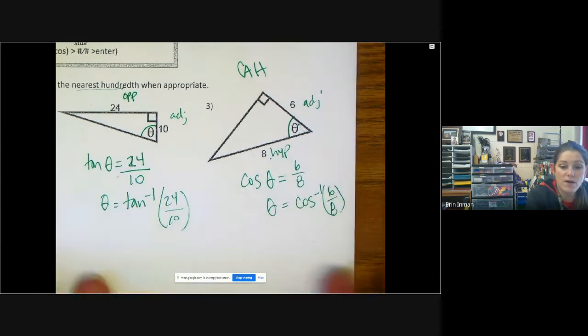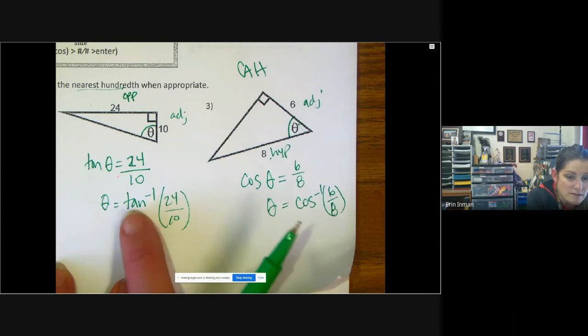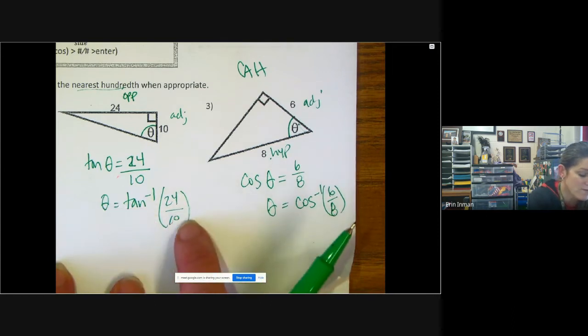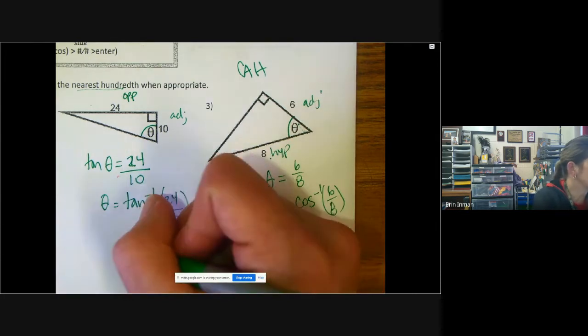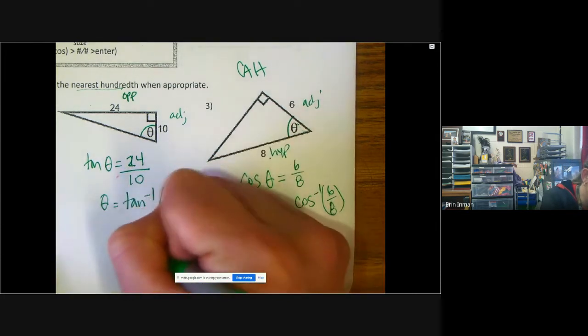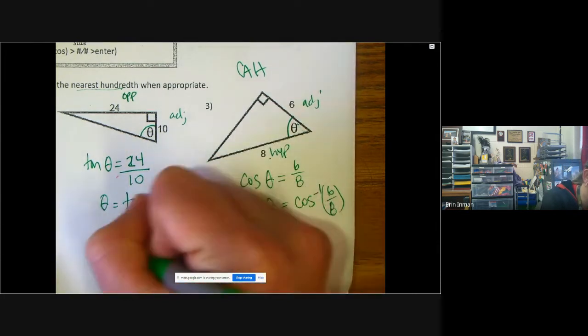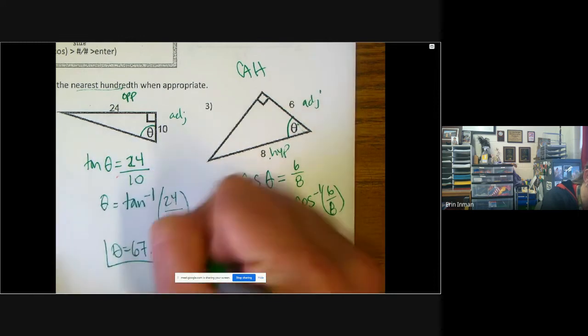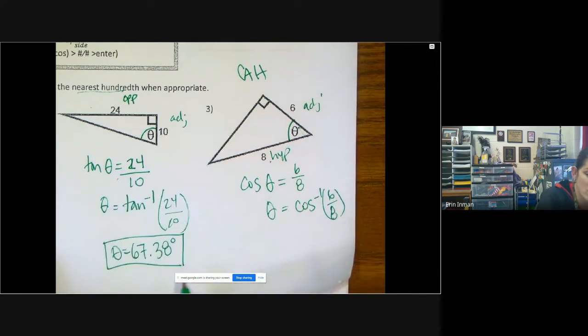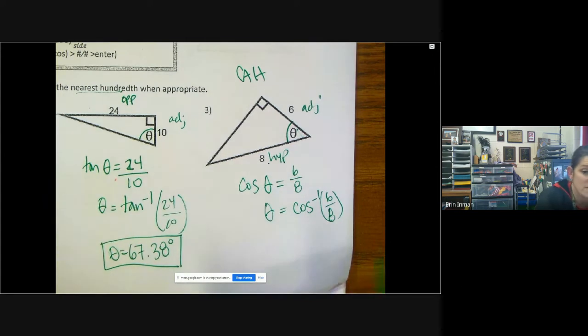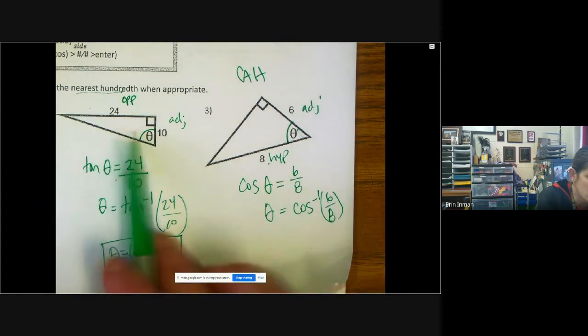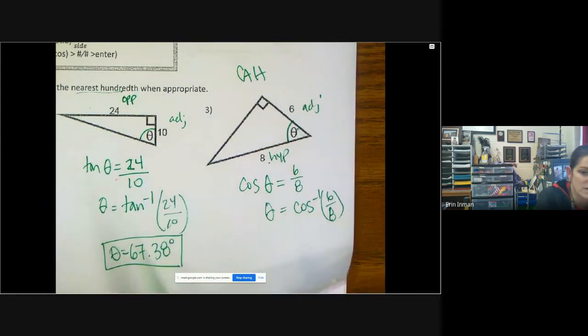And then when I use my calculator in degree mode, remember it's second tangent. So the second button, tangent, and then 24 divided by 10. And that answer is 67.38 degrees for our angle. Make sure we're labeling it with degrees and not feet, because feet would indicate a length of a side, and degrees is an angle inside.